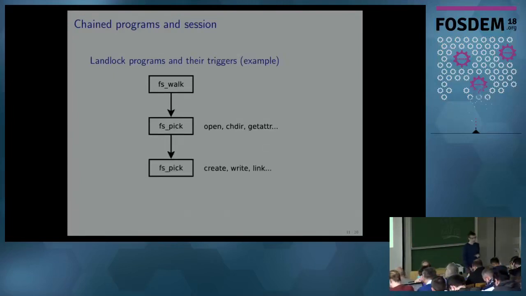And for write actions, I created another FSPick program, which is also triggered when accessing a file, so the leaf of a file path. And this one will be triggered for write kinds of operations, like creating a file, writing to it, or linking, unlinking, and so on.